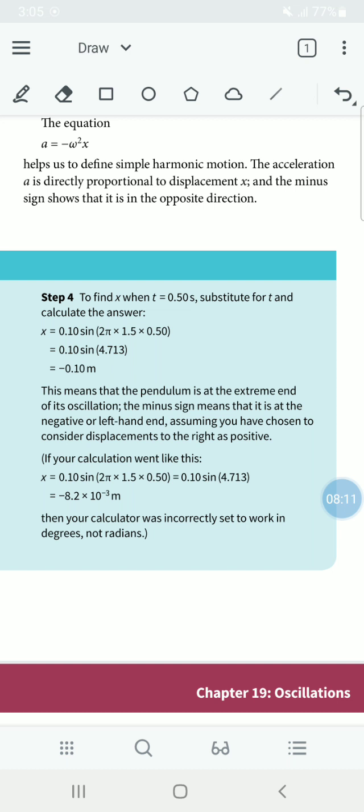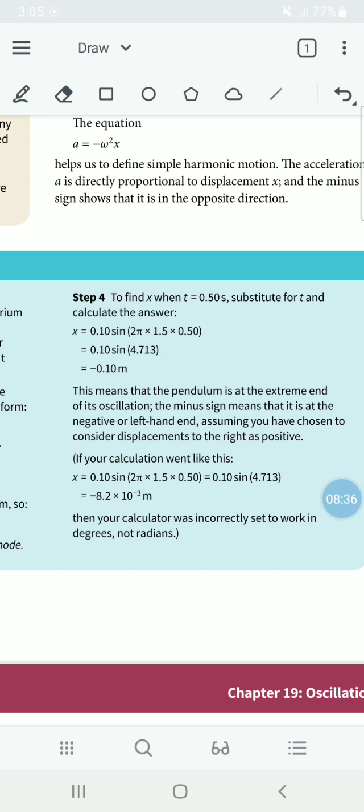This means that the pendulum is at the extreme end of its oscillation. The minus sign means that it is at the negative or left hand end. Minus sign is because right hand side is positive, assuming you have chosen to consider displacement to the right as positive.